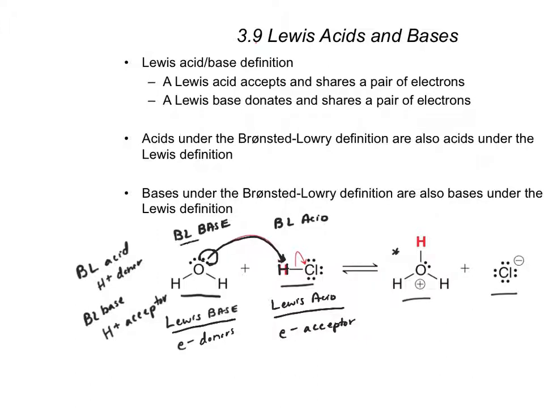So Bronsted-Lowry bases are Lewis bases, and Bronsted-Lowry acids are Lewis acids. It's just that the definition changes, right? To be a Lewis base, you have to be an electron donor, right? And to be a Lewis acid, you have to be an electron acceptor.